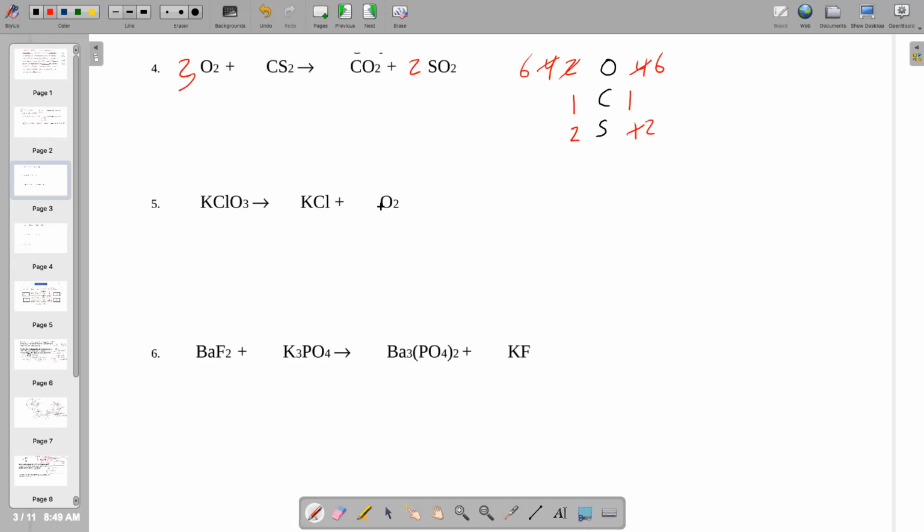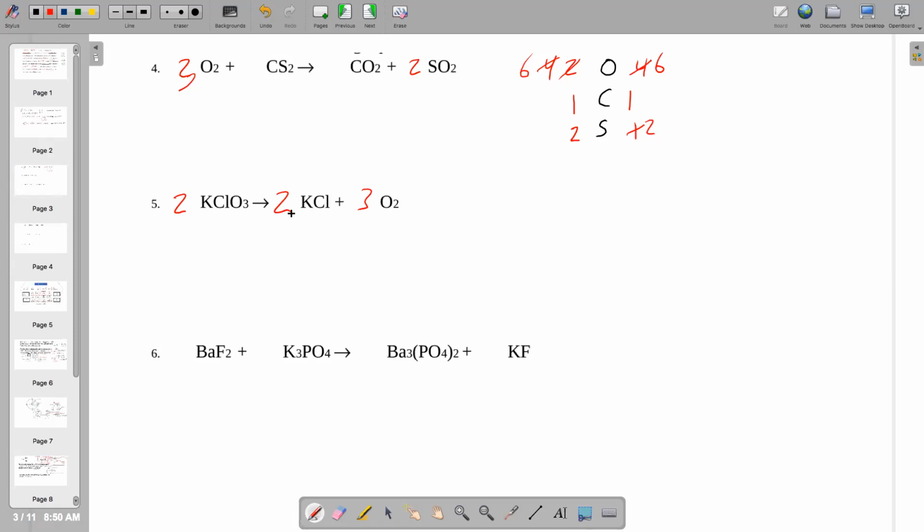The only thing that's not balanced to start with is the oxygen. But there's three oxygens on the left, 2 oxygens on the right. So you put a 2 in front of the KClO3 and a 3 in front of the oxygen. That balances the oxygens. But now you upset the KCl. So you need a 2 in front of the KCl on the right. So now you got 2 potassiums, 2 chlorines, and 6 oxygens on both sides.